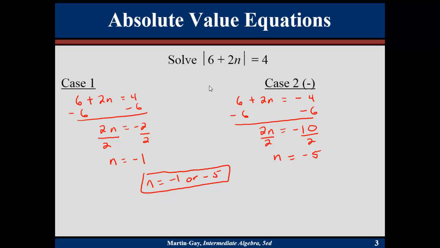All right, so again, case 1, you leave it like it is, and when you're solving these, you want to make sure that the absolute value is isolated on one side of the equal sign. So if there was anything else outside of the absolute value symbols on that left-hand side, we would move it to the right-hand side first, and then perform our case 1 and case 2.